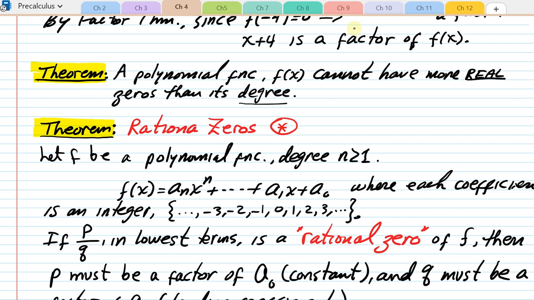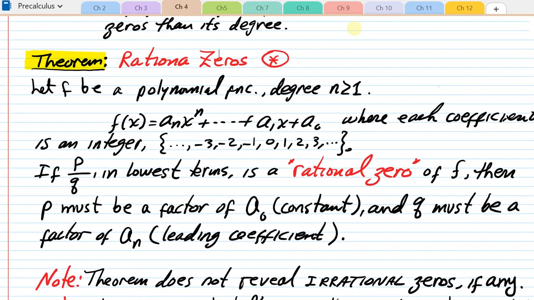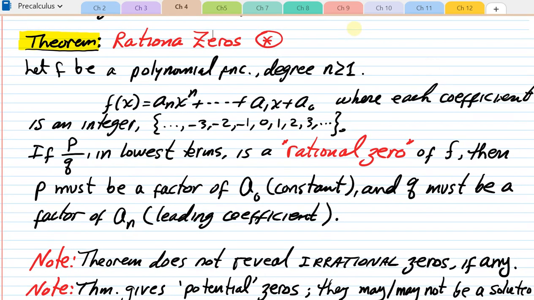That's why the degree of a polynomial, again, is very important in this work. So for instance, let's say we have a 4th degree polynomial. According to this theorem, it cannot have more than 4 real zeros. If you have a 3rd degree, you cannot have more than 3 real zeros. That's what that one is. The next theorem actually tries to find rational zeros.